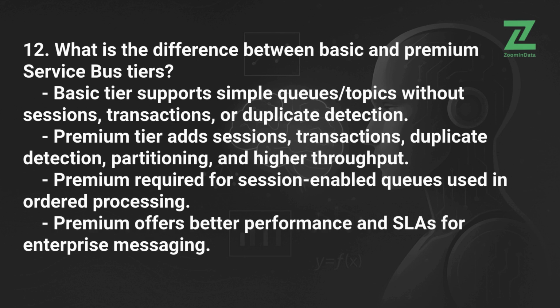12. What is the difference between basic and premium Service Bus tiers? Basic tier supports simple queues, topics without sessions, transactions, or duplicate detection. Premium tier adds sessions, transactions, duplicate detection, partitioning, and higher throughput. Premium required for session-enabled queues used in ordered processing. Premium offers better performance and SLAs for enterprise messaging.